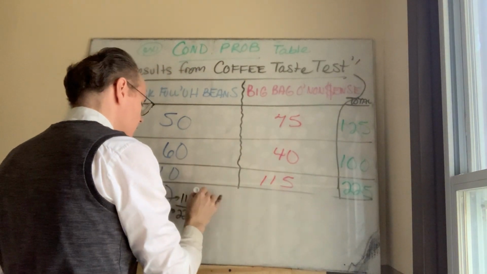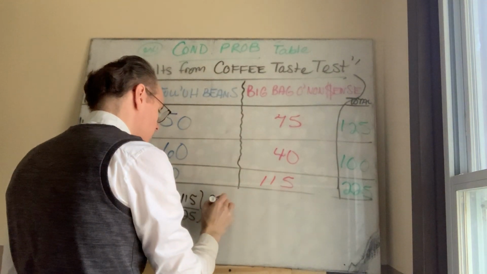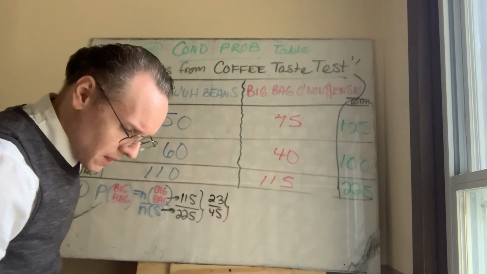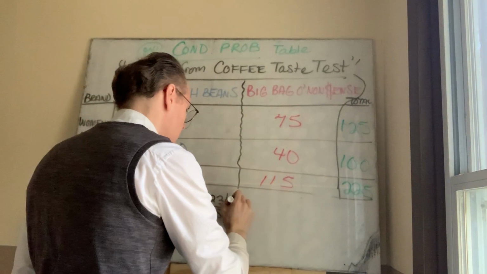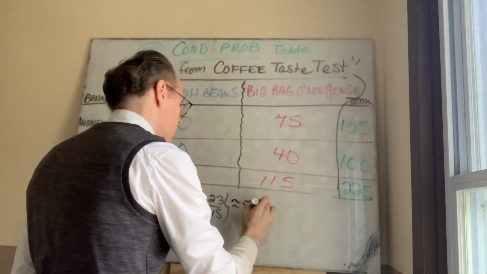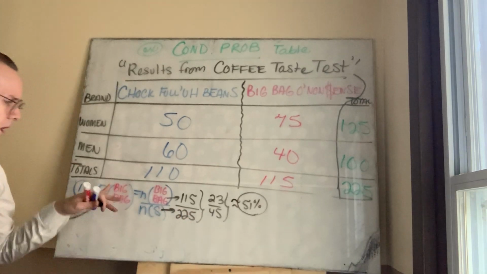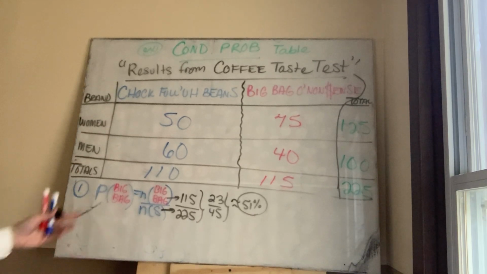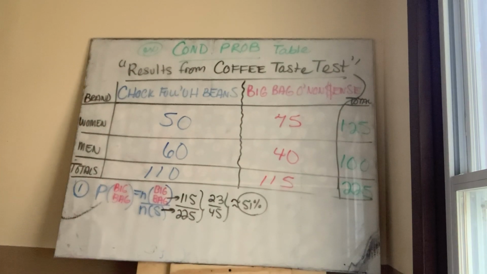If you reduce this fraction, which would be ideal, you would get 23 out of 45. If you converted that to a percentage, you would get about 51%. Looks like slightly more people perhaps like Big Bag of Nonsense. And the numbers would indicate that as well. There's more people total here.